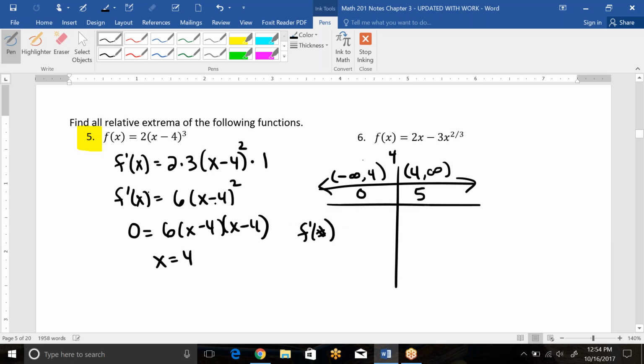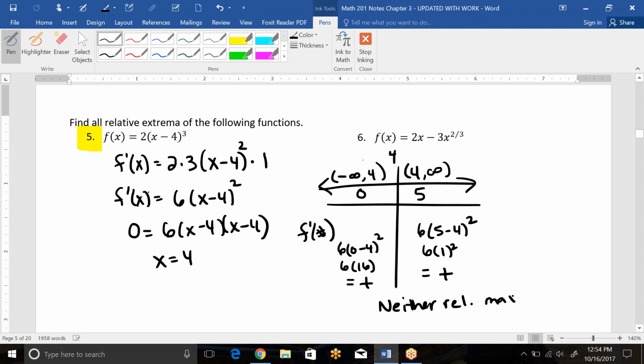And our derivative is 6, parentheses, x minus 4 squared. So this is 6 times 0 minus 4 squared. That's 6 times 16, because negatives are going to turn into positives, so this is going to come out positive. 6 times 5 minus 4 squared is 6 times 1 squared, so this is also going to come out positive. So that means this is neither a relative max or min, because you had 2 pluses back to back. So it's just a continually increasing function.